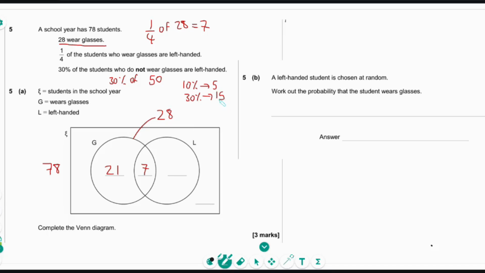We have 15 students who do not wear glasses and are left-handed. So there we go. The whole Venn diagram has got a total of 78. 21 add 7 add 15 is 43. 78 take away 43 gives you 35. The left-handed student is chosen at random, so we know the pupil is definitely left-handed, so we're only dealing with those 22 pupils there. Work out the probability the student wears glasses. From that circle, it would be 7 out of 22.